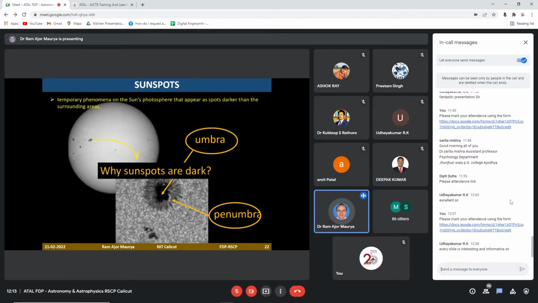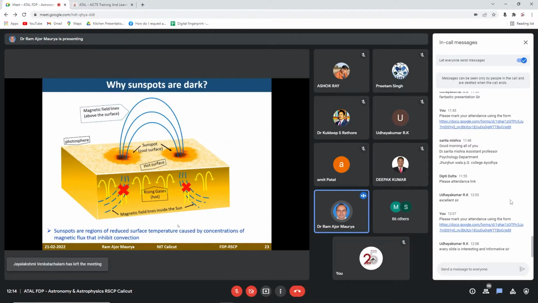So why are sunspots dark? This we can understand from this simple diagram. Assume that this is the surface here. Here we have sunspots. There we have intense magnetic fields. The magnetic field is strong compared to other places.